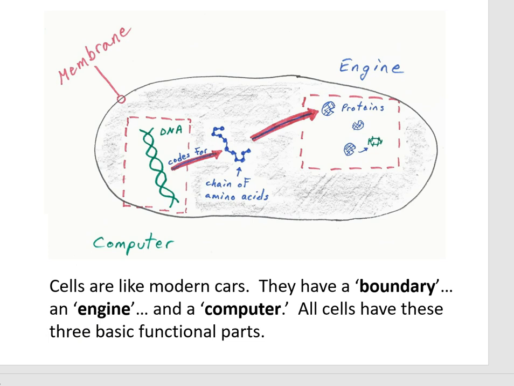Cells are like modern cars. They have a boundary, an engine, and a computer. And all cells have these three basic functional parts. So like a car, a cell has a boundary. It defines the self versus the environment. Like a car, a cell has an engine responsible for powering the operation of the cell. And like a car, a cell has a computer. And the computer will control the operations going on inside the cell.